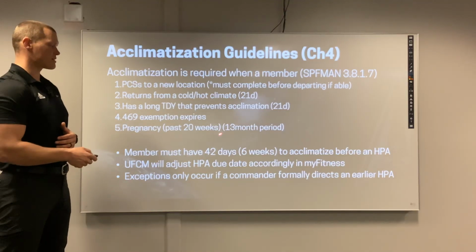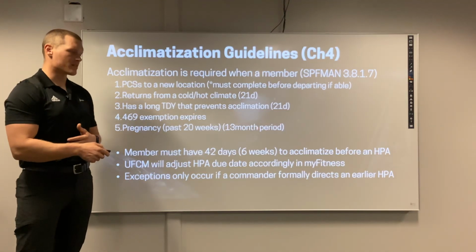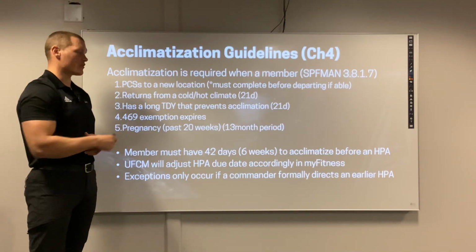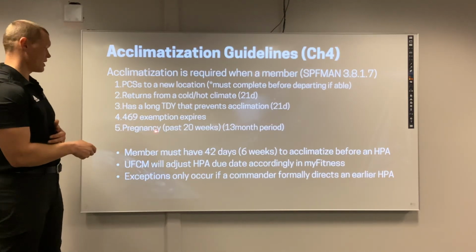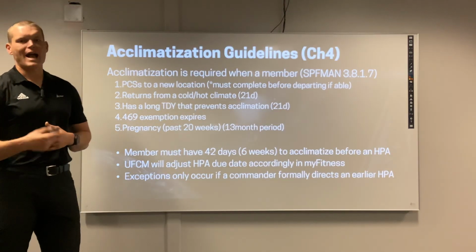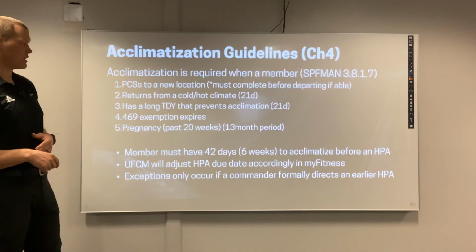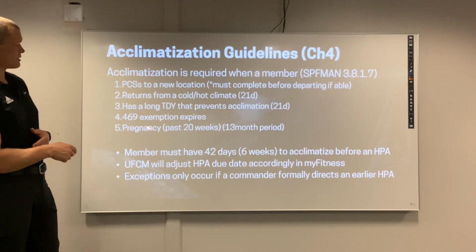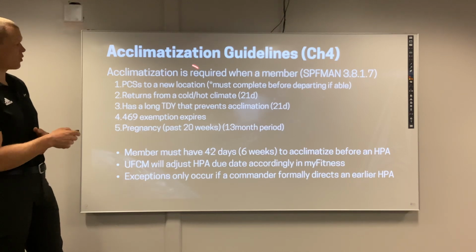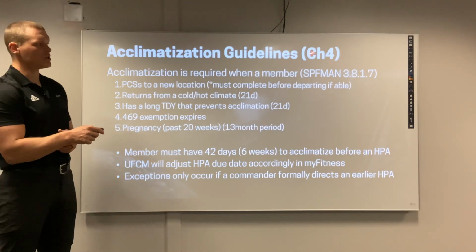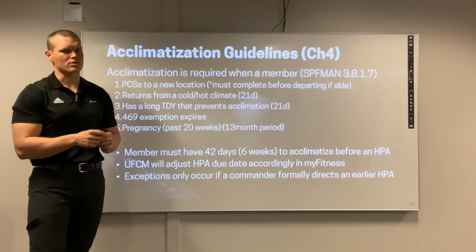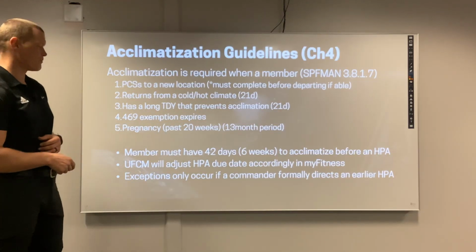And finally, one other instance is something like pregnancy. A pregnancy that lasts more than 20 weeks would be given a 13-month period. So the PFA would be pushed back 13 months from the date of delivery. After delivery, you would have 13 months after that date for the next HPA being due. Again, I think there are a lot of other instances where people may qualify for acclimatization periods or different types of exemptions. So please go read Chapter 4 if you have any questions on any of this. A lot of those questions should be answered in that chapter specifically.